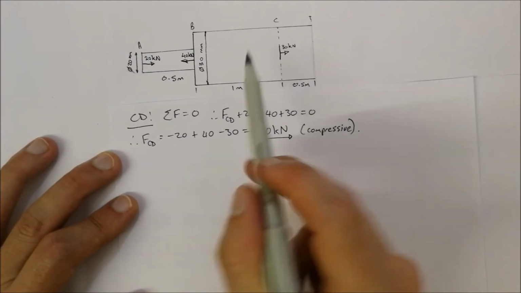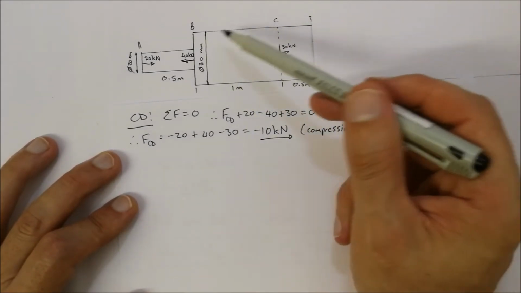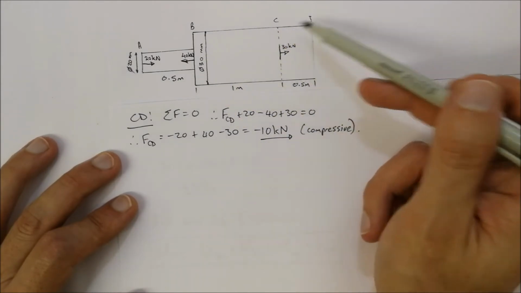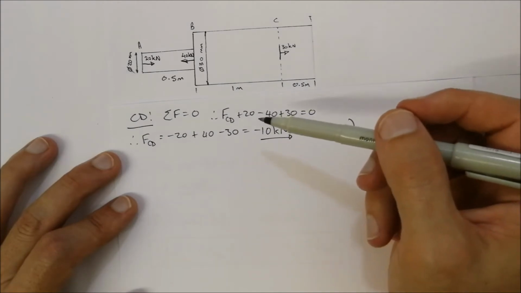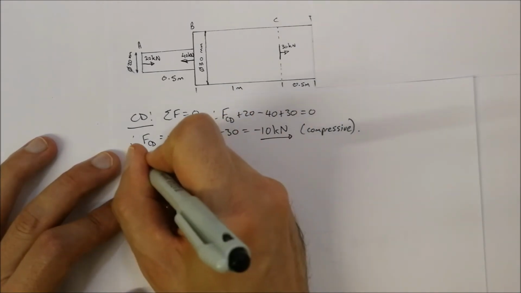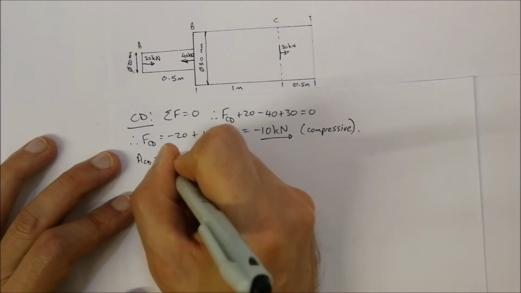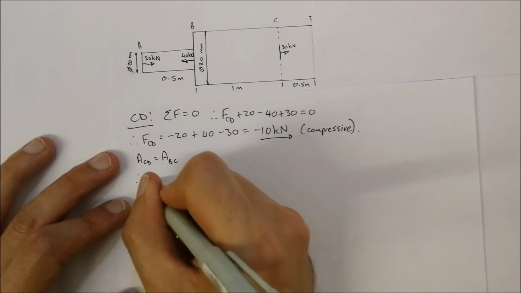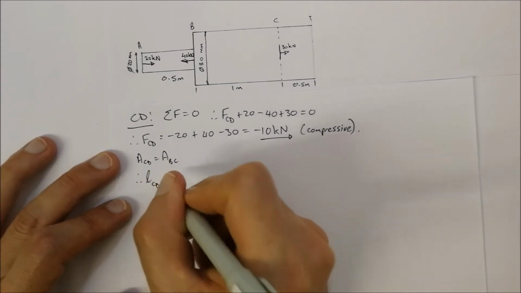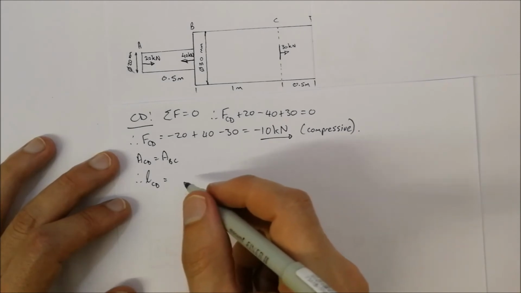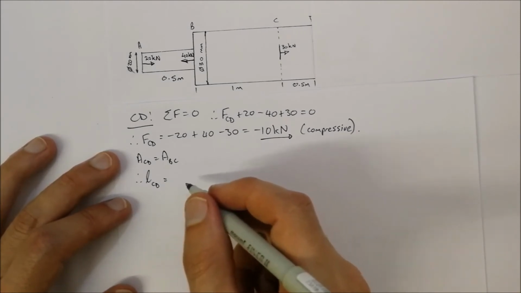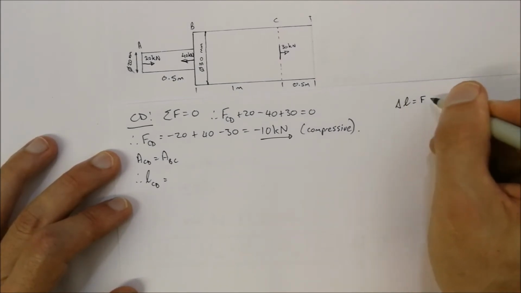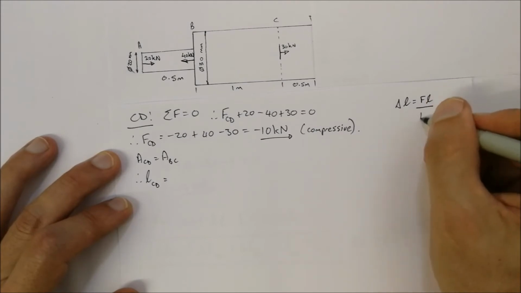Now, keep in mind the cross-section of BC, which is 30 millimeters for the diameter, is the same for CD. We've already calculated it, so we don't need to calculate it again. So the area of CD is equal to the area of BC. Therefore the change in length of CD is equal to, again, that formula that we looked at: delta L is equal to FL over AE.